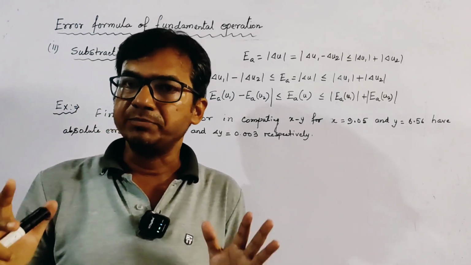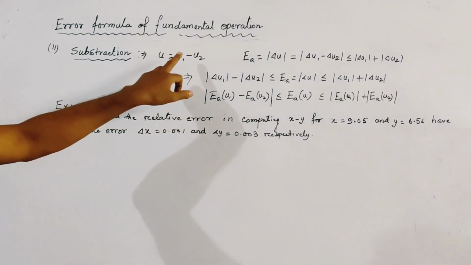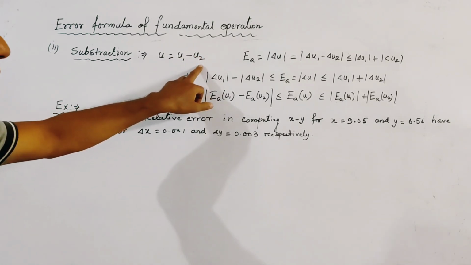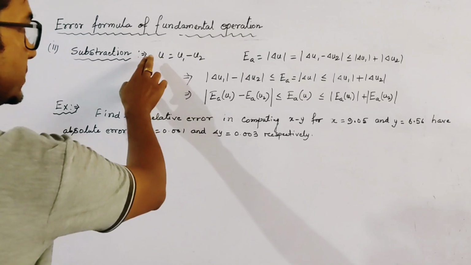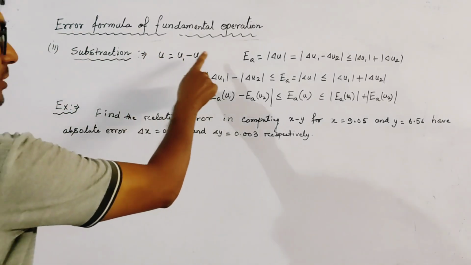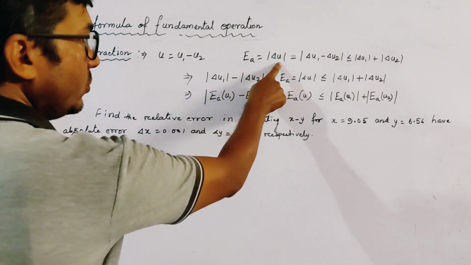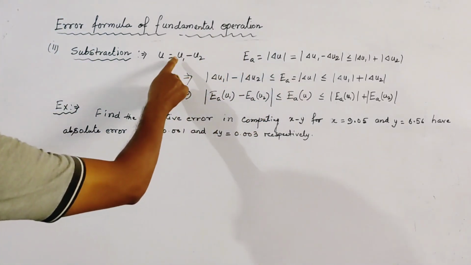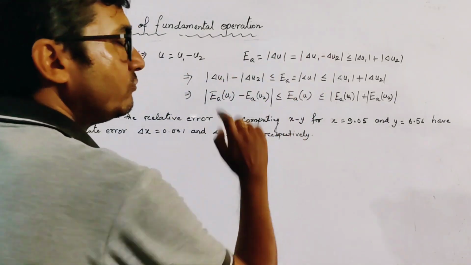For the case of subtraction, if we take u, this is equal to u1 minus u2. Okay, and we know that the absolute error is delta u, that is the small increment of u, and this is given by EA. This is absolute error. This is equal to delta u, and this gives delta of u1 minus u2. So this is mod of delta of u1 minus delta of u2.